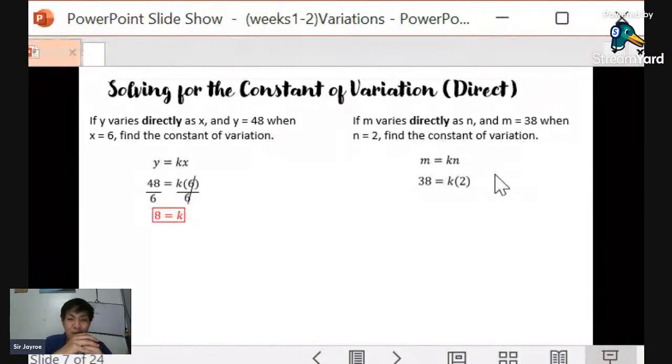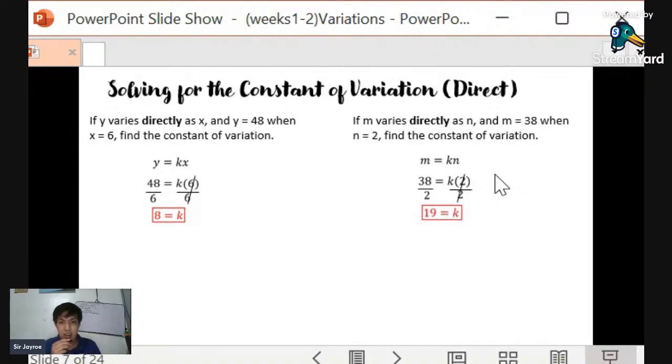Diba? Naghahabol eh. Oh. Good. Nice one. So what are we going to do next here? Para maging k na lang kasi kailangan maging alone ng k. So what we're going to do next is to divide both sides by 2. Tama? So divide both sides by 2. So cancel natin yung 2. And then 38 divided by 2 is 19. So the answer here is 19. So the constant of variation in our problem is 19.